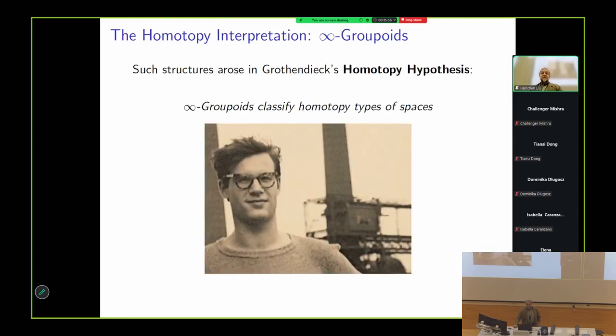We didn't invent infinity groupoids. Grothendieck invented infinity groupoids. Grothendieck is, I'm sure you've heard the name, maybe the most prolific, famous mathematician of the 20th century. And one of the things he did was he invented infinity groupoids, and he proposed a conjecture that infinity groupoids can be used to classify homotopy types of spaces. These are maybe equivalence classes of topological spaces under homotopy equivalence, deformation of one space into another continuously without tearing it. And these things are classified by infinity groupoids.